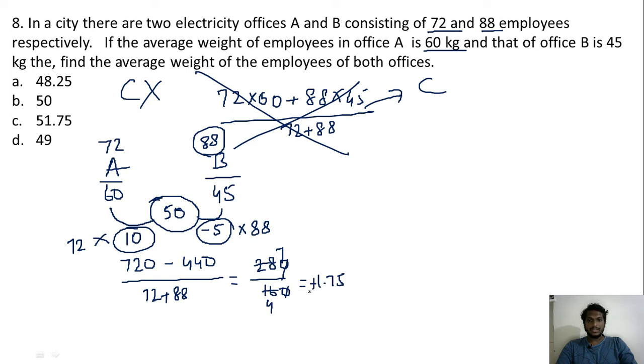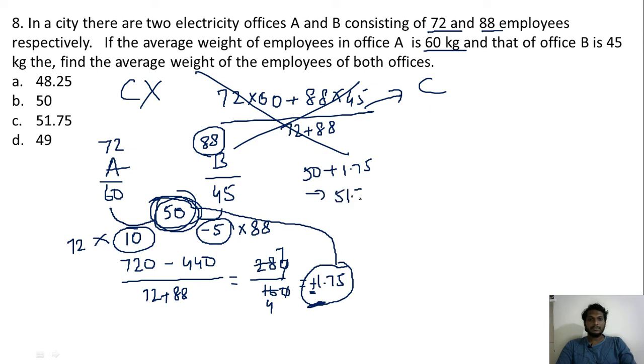Here you can see that this is positive value. Now this value should be added to the assumed value, that is 50. The answer will be 50 plus 1.75. Here if you get negative value then you will be subtracting this value from 50. In this case we have positive value. You have 51.75 as the average weight. Option C is the right answer.